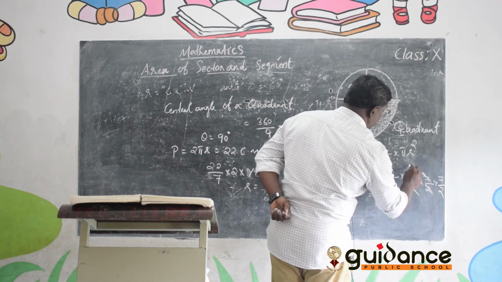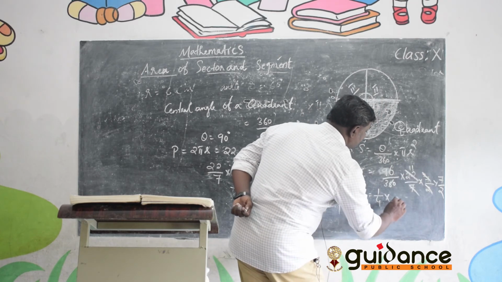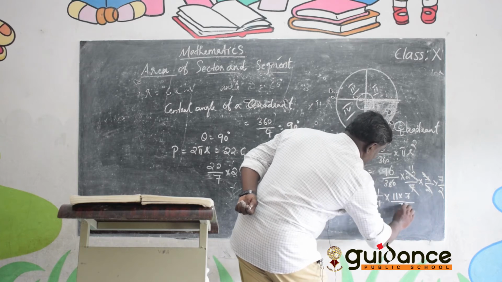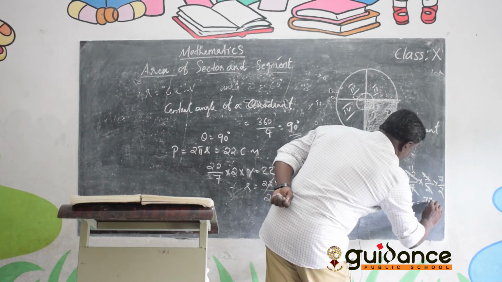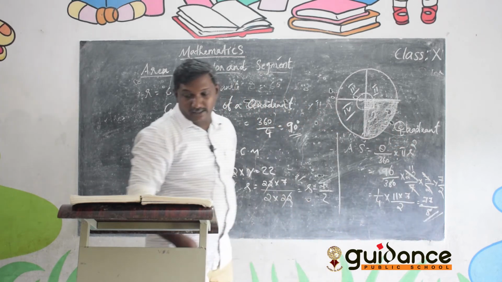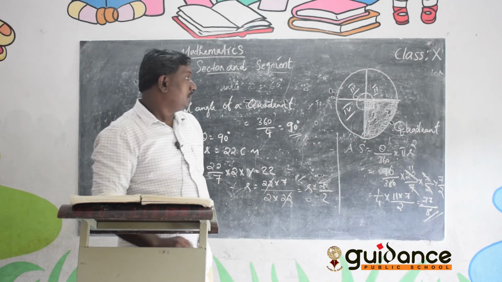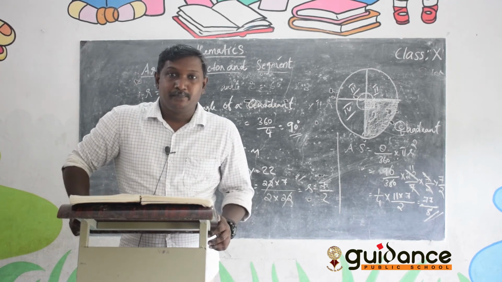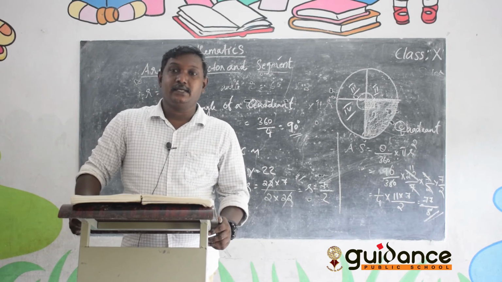22 and 2 cancel. It will be 11. That is 11 into 7 by 2. That is 77 by 8. Answer is 77 by 8. Got it? So this is the way we can solve the area of a sector and a segment.